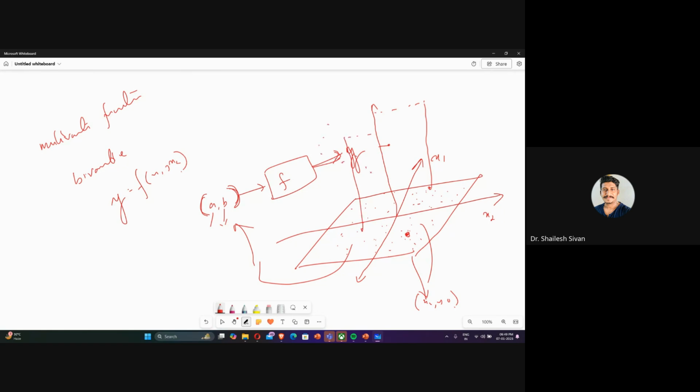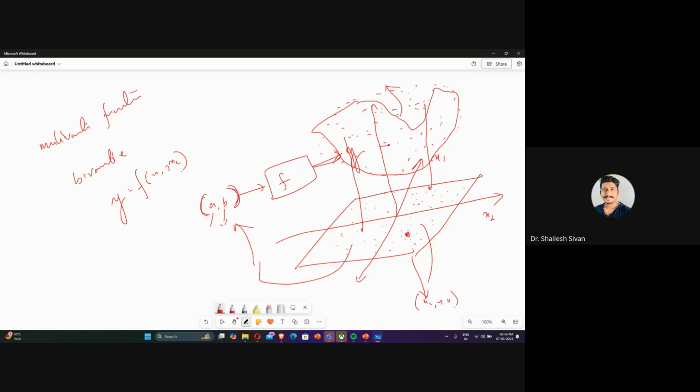So you will have a collection of such y values for different inputs from this plane. And if you find the locus of all these points mapped from all the inputs from the domain, you will always get a surface.